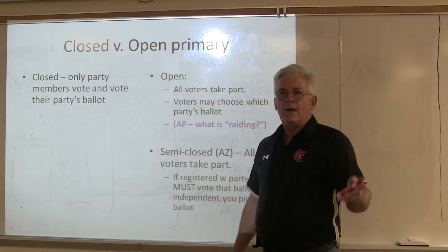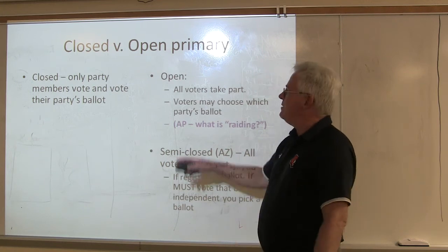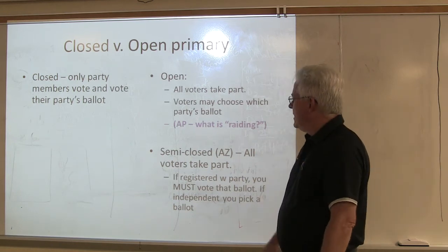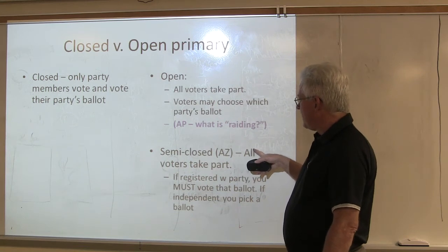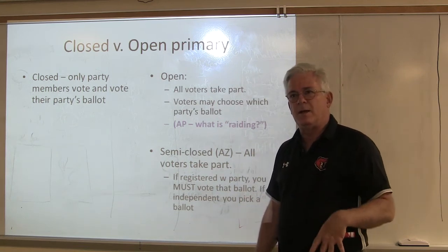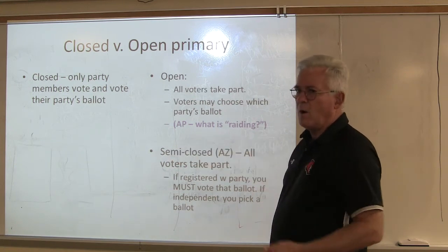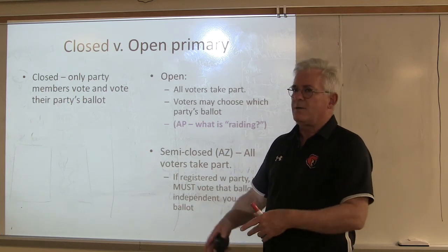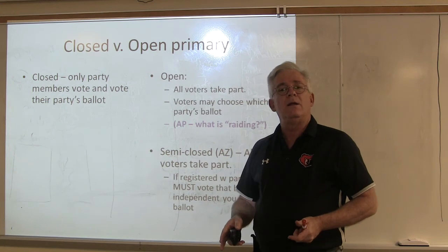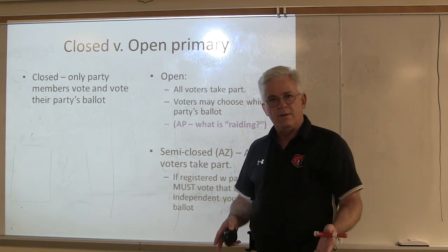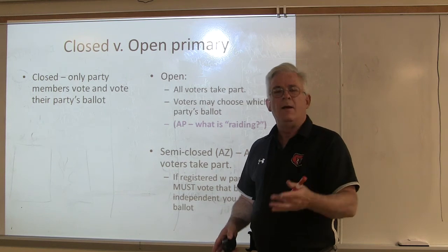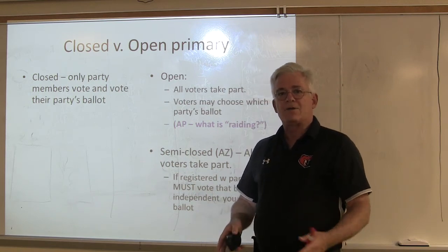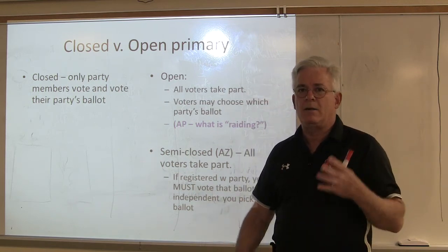Unfortunately, we have to learn a third one because Arizona does a blend of these two. Arizona does something called semi-closed. In Arizona, it's actually kind of an advantage to be an independent, because if you go down to vote and you are a Republican, they give you the Republican ballot. If you are a Democrat, they give you the Democratic ballot. If you are an independent, non-affiliated voter that did not register with any of the recognized political parties, then they ask you which ballot you want to vote on.